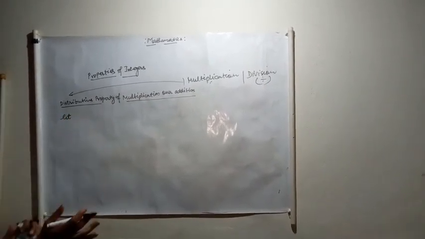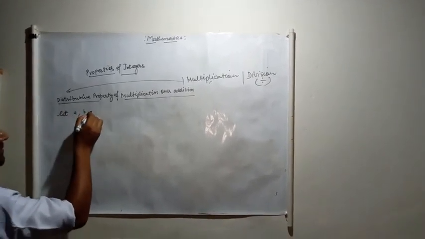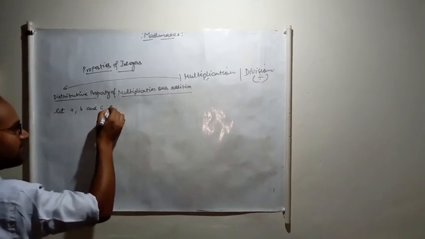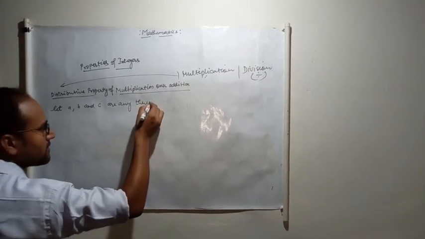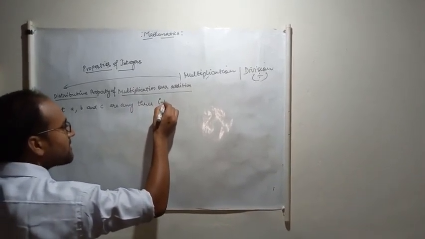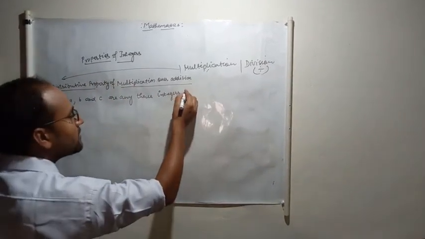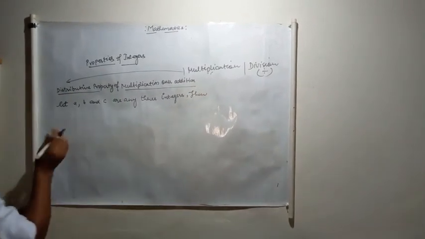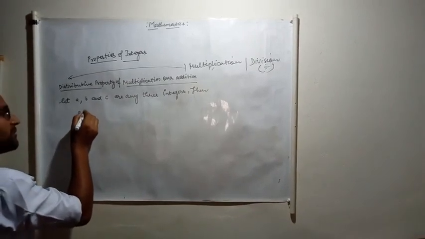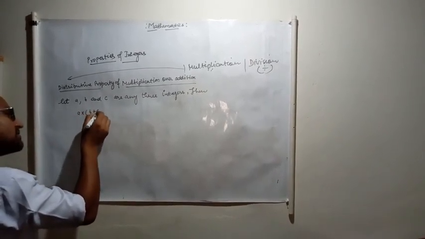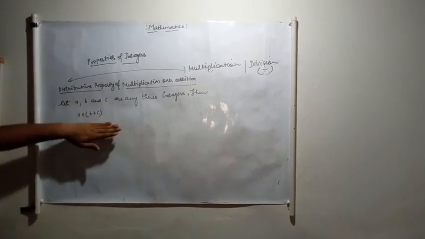And it is based on three integers. Let A, B and C be any three integers. According to the rule of the distributive property, the distributive property of multiplication over addition: A is multiplied in bracket B plus C. A is going to be distributed over B plus C.